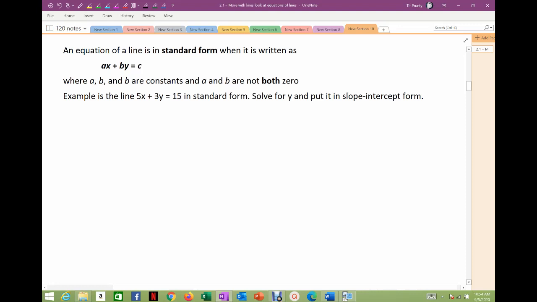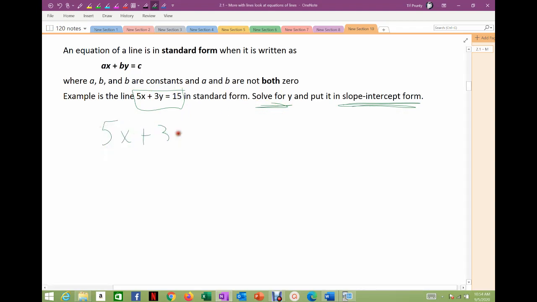So an example of a linear equation in standard form would be 5x plus 3y equals 15. My x and y values are on the left side. My right side is my constant, 15. Alright, solve for y and put it in slope-intercept form. Because a lot of times, if we want to graph this, you can't graph it unless it's solved for y. And slope-intercept form allows us to know the slope and the y-intercept. I don't know my slope when it's in standard form. I don't know my y-intercept when it's in standard form. So I have to solve for y.